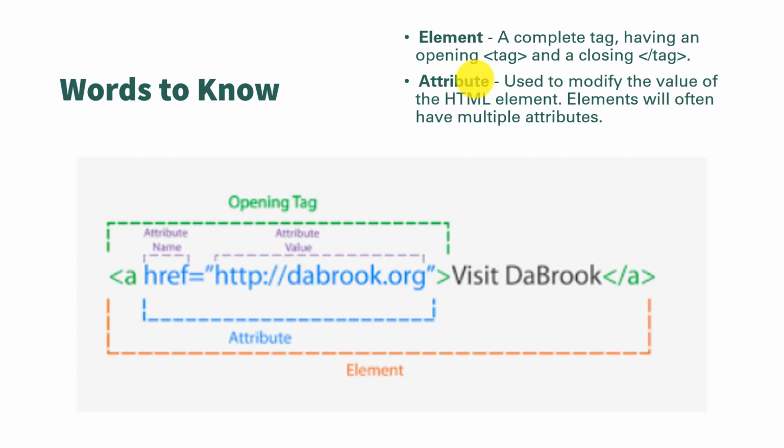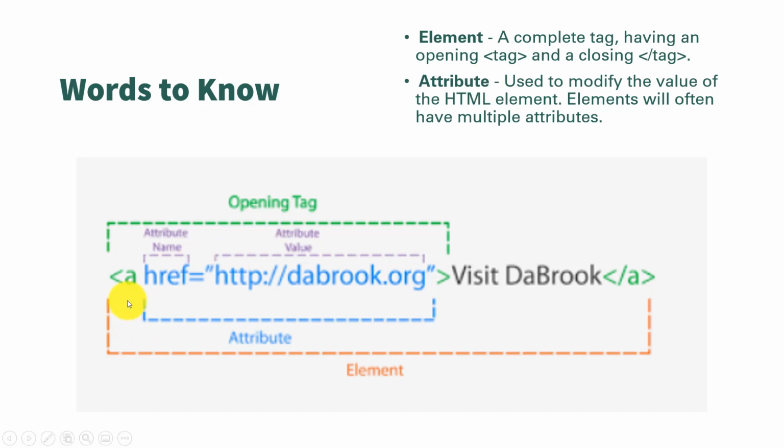Then there's also this important word attribute. So you might have an HTML tag. You may want to further modify the value of the tag or give it some property. So this is the attribute of the tag. And an element can have multiple attributes.